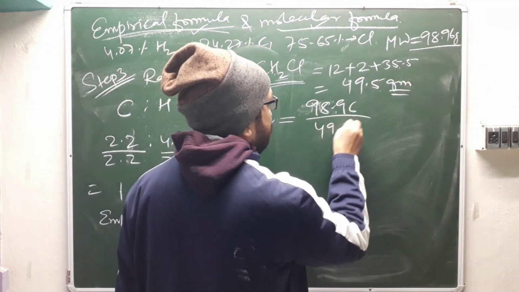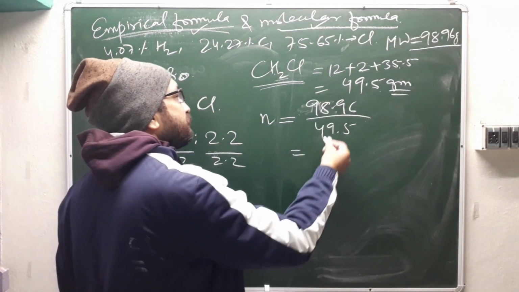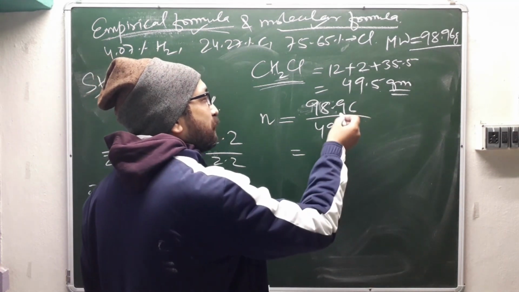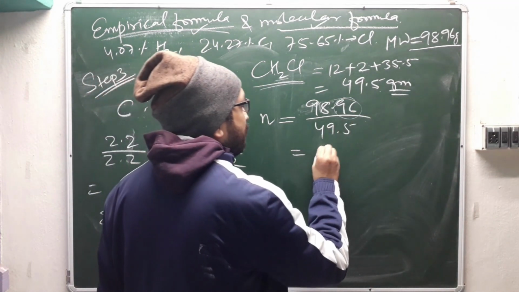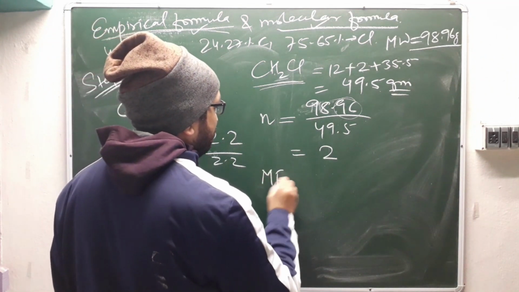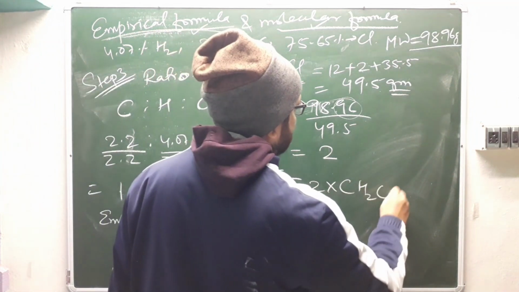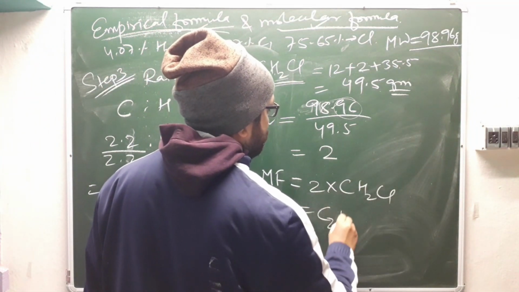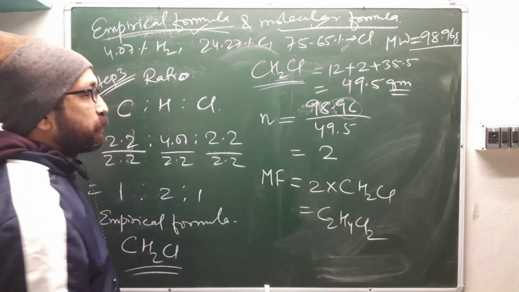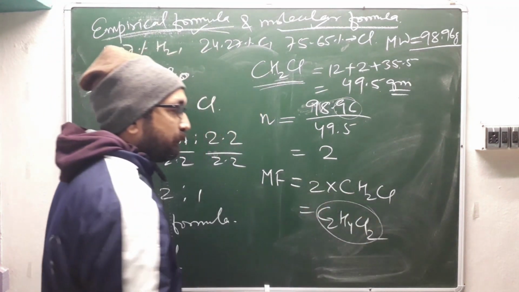So 49.5. Now how much is it coming? Approximately twice, right? 49 into 2 is 98 and 5 into 2 is 1. So approximately n equals 2. So now what you have to do is molecular formula equals 2 into CH2Cl. So now how much is it coming? C2H4Cl2. Right?